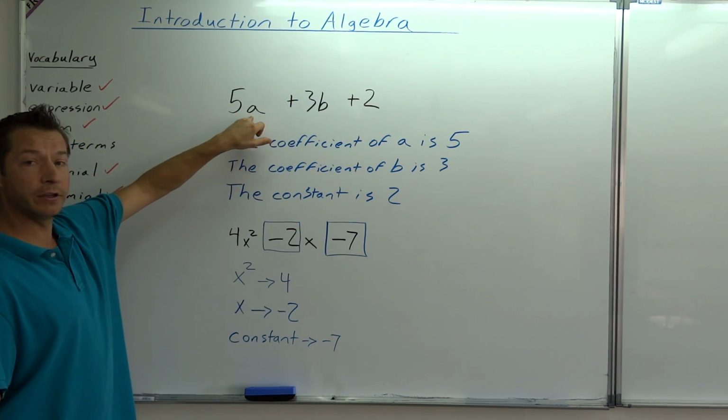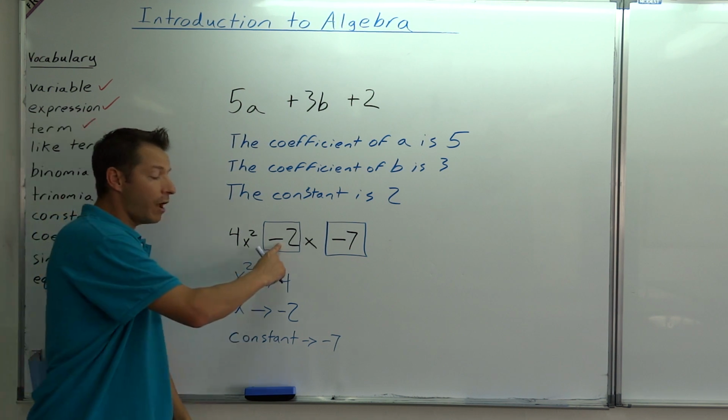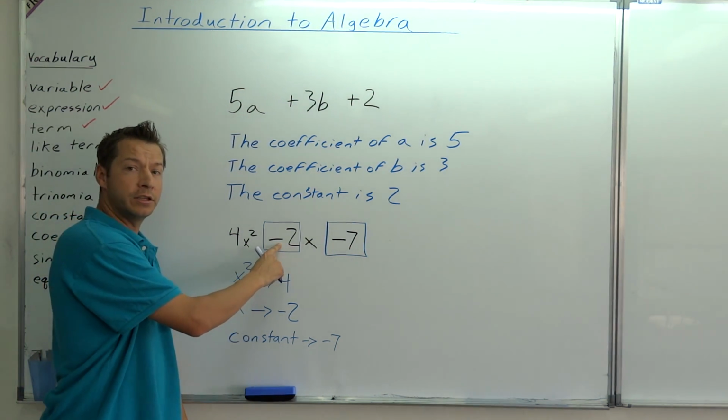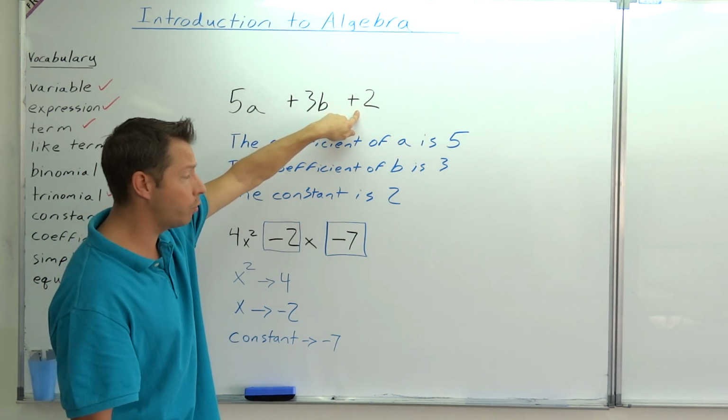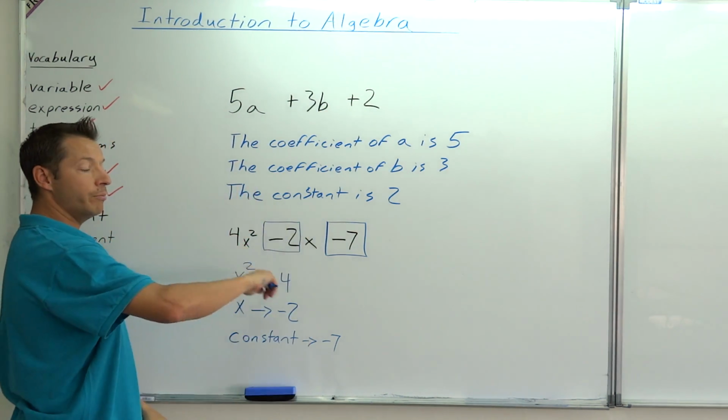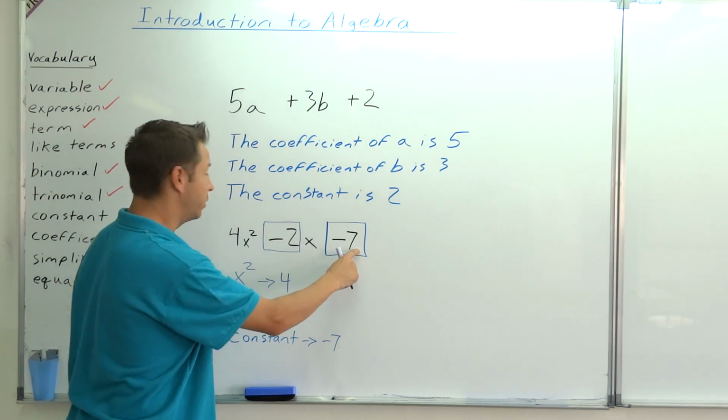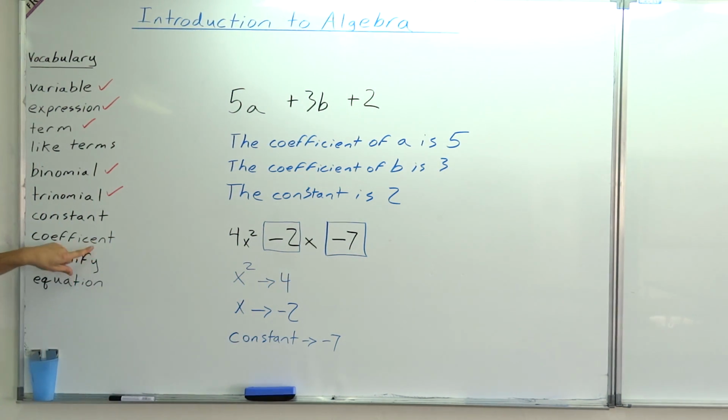Okay? So remember that when we're looking at the coefficient inside of an expression, that just means the number that's in front of the letter, but we also have to take into account whether or not it's positive or negative. When we're talking about the constant for an expression or for an equation later on, it's just a number that has no letter attached to it. So that's our constant and our coefficient.